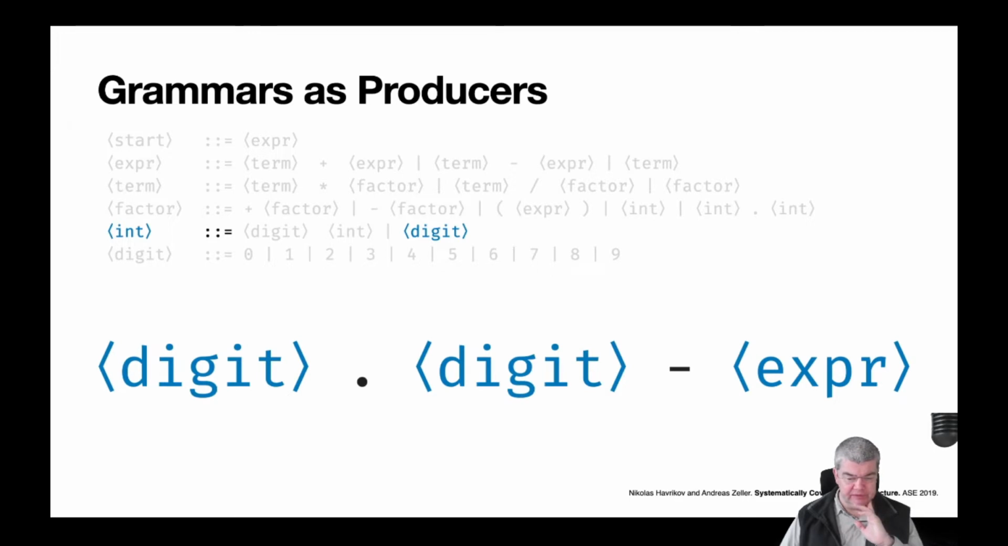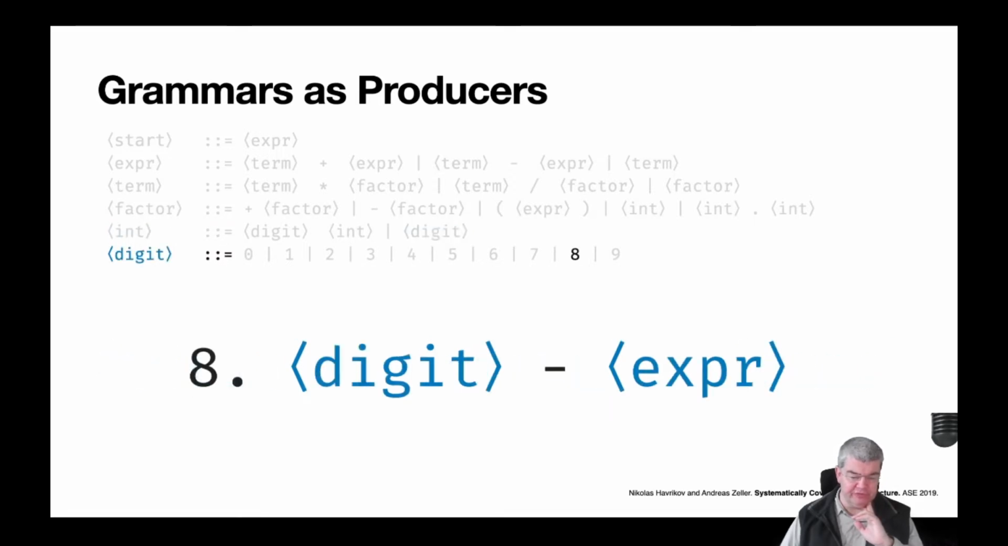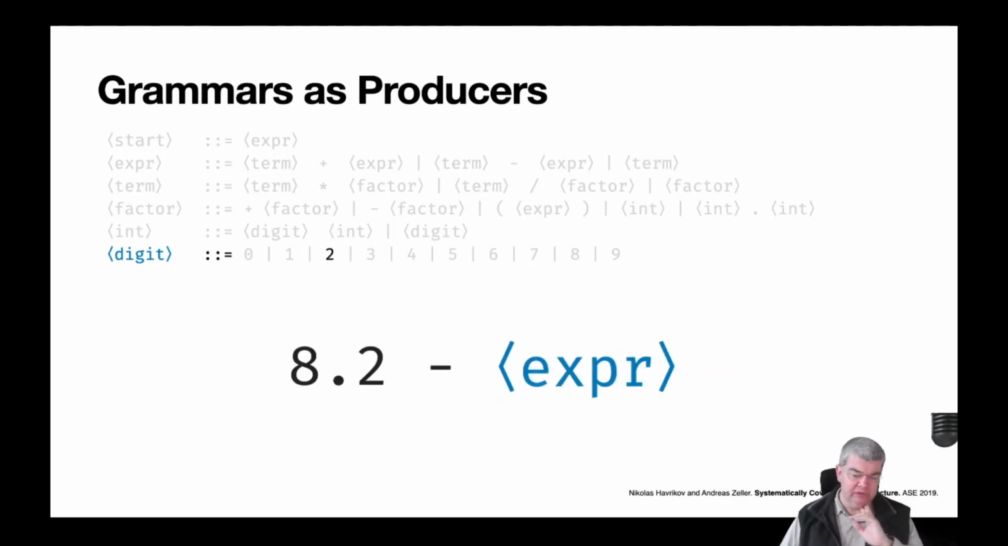Let the second int also become a digit. And now we can still keep on expanding these digits. Let the first digit become the digit 8. And now we expand the second digit also into a terminal symbol. So we get 8.2. So this was the left half of the expression, which we just have expanded until nothing else was left. Now we do this for the right half as well.